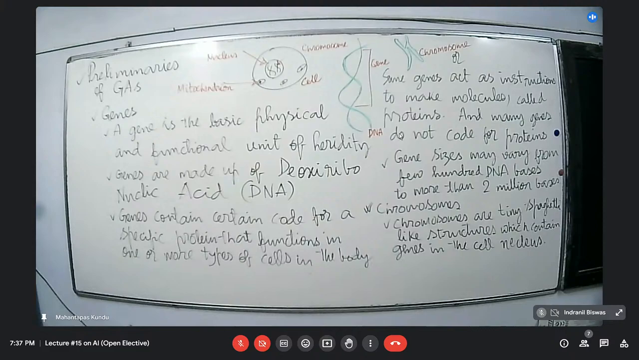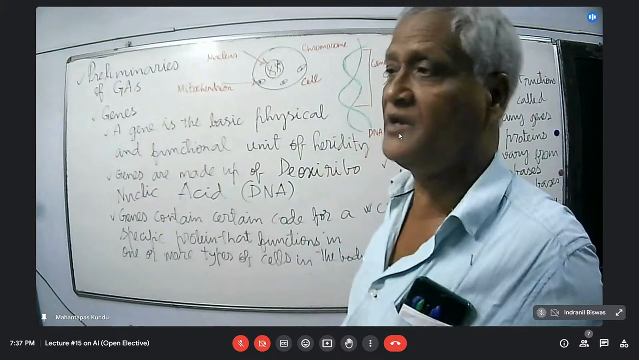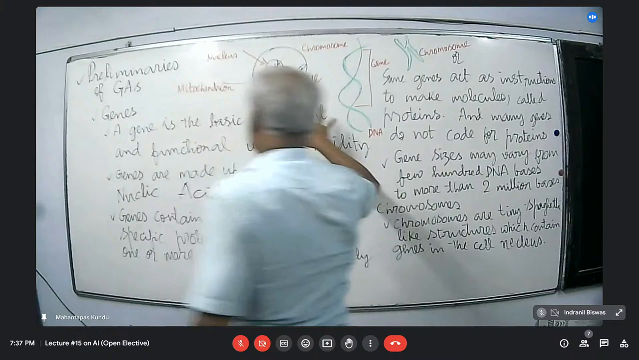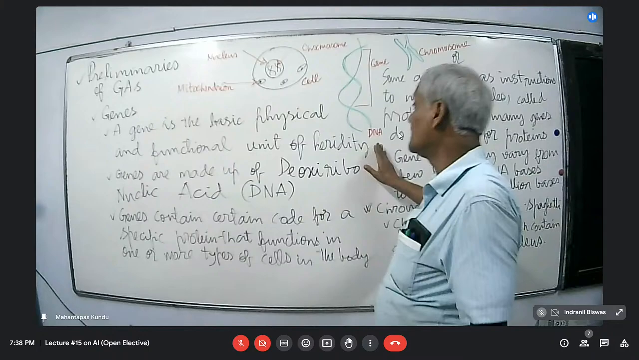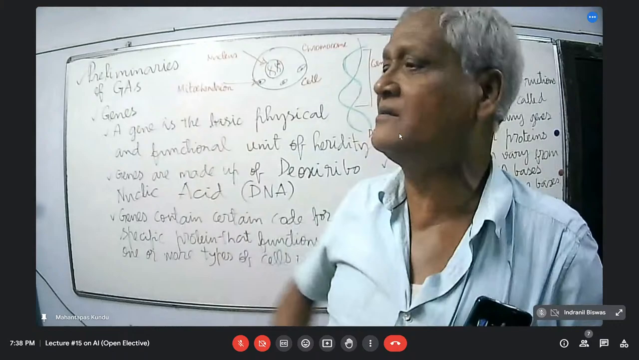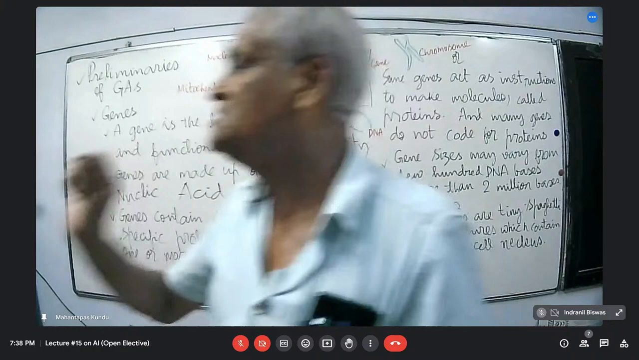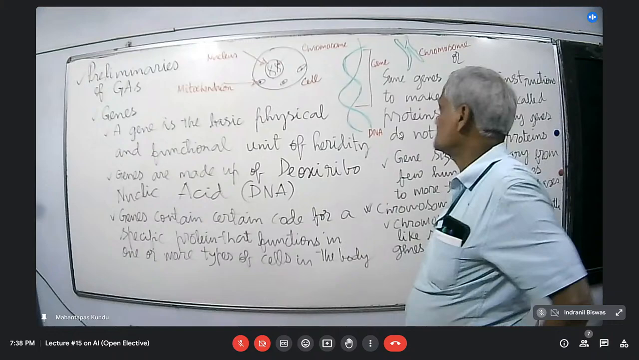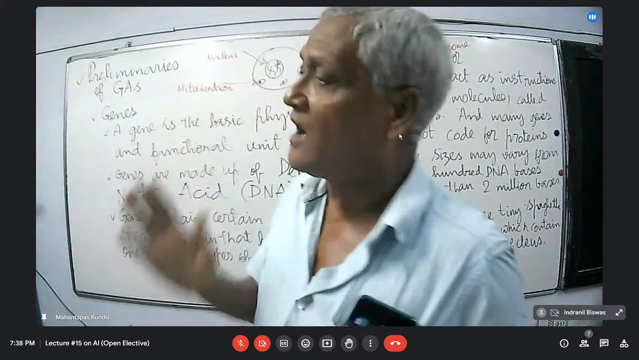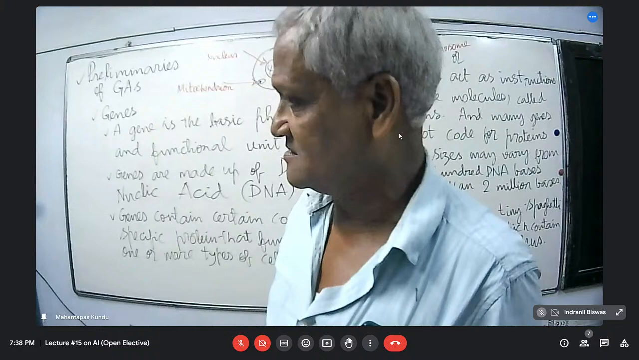Firstly, I should explain what we mean by gene. A gene is the basic physical and functional unit of heredity. That is how we inherit the qualities of our ancestors. It is determined by the genes in our cell. So a gene is the basic physical and functional unit of heredity. All right.